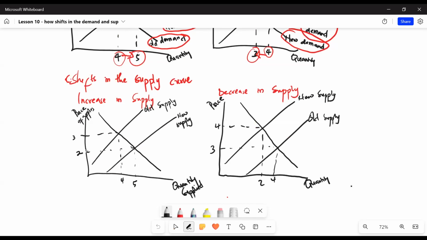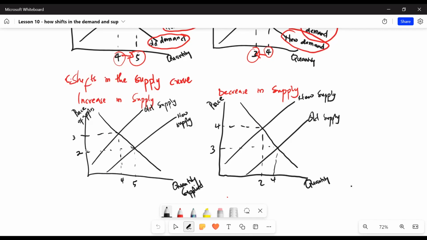Now let's look at what happens when there's a shift in the supply curve. A shift in the supply curve is when the supply curve moves to the left or to the right. The market supply curve summarizes sellers' current selling plans, and if any of those plans shift, then so will the market supply curve.